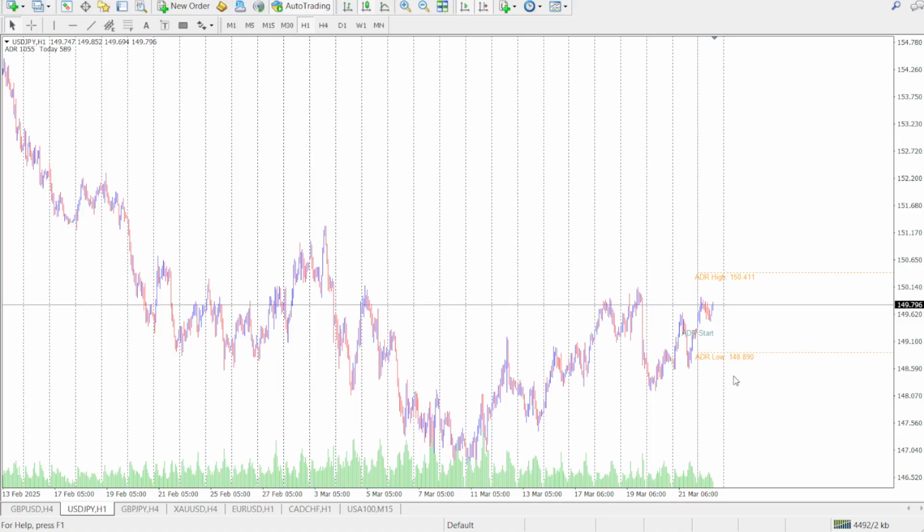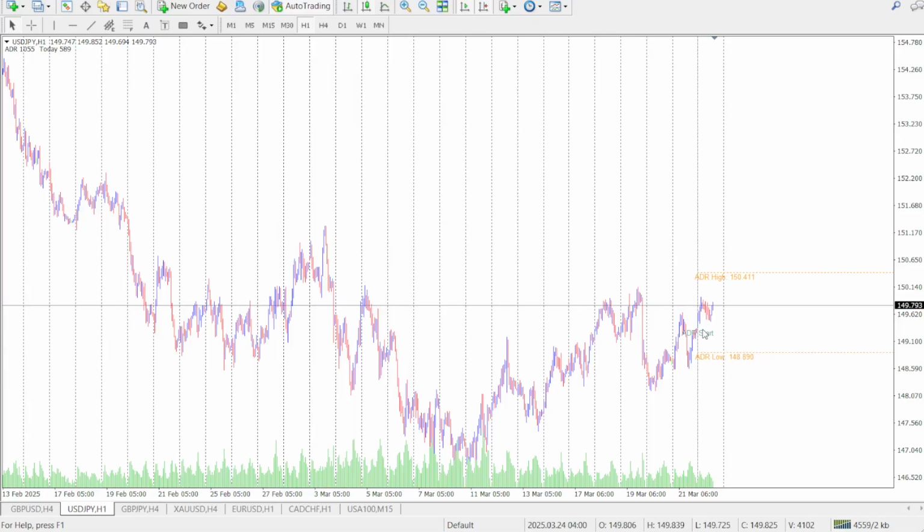Now we're just going to quickly go over the two main strategies that traders use with the ADR indicator, so that you can take advantage of them. The first strategy is the breakout trading strategy. As you can see, we have the ADR high for this particular currency pair here, and the ADR low here.